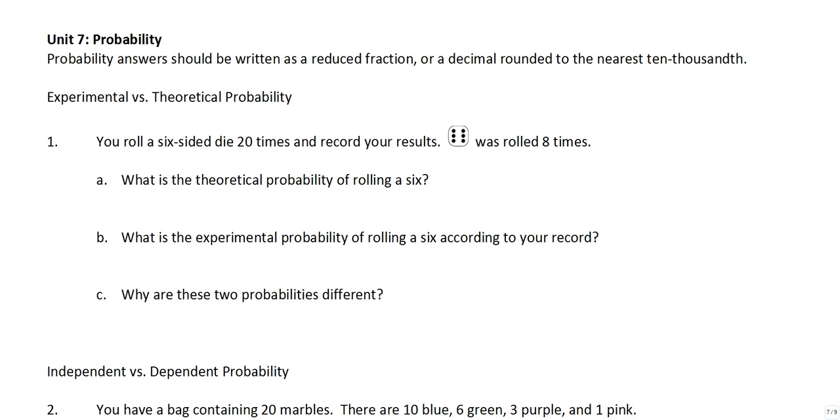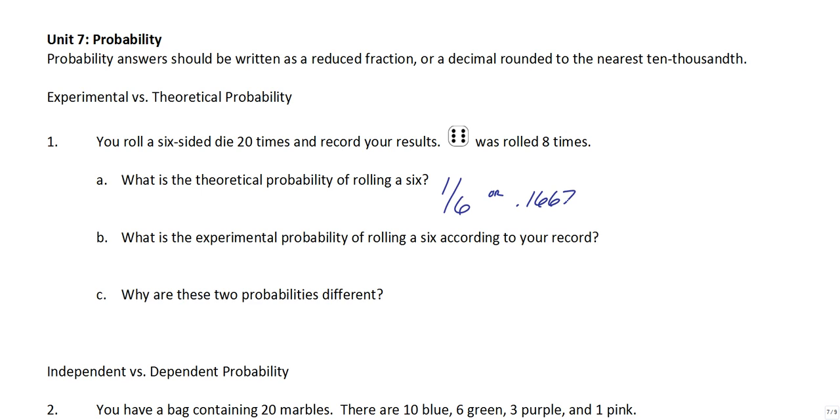So first example is going to be experimental versus theoretical. If we take a 6-sided die, which we've all seen before, you've got a 1, a 2, a 3, a 4, a 5, and a 6. So there are 6 sides to the die, and what we're going to do is come up with a theoretical probability of rolling a 6. Well, only 1 out of the 6 sides is a 6. So theoretically, your probability is 1/6. Or we can call that 0.1667. Remember, round to 4 decimal places if you choose a decimal, or we can write 1/6.